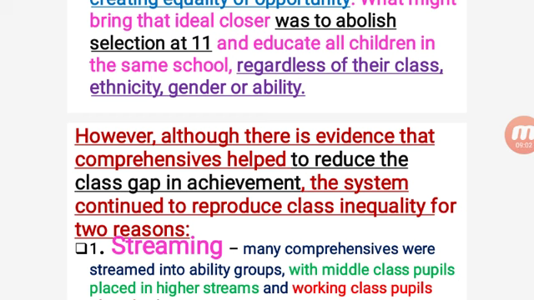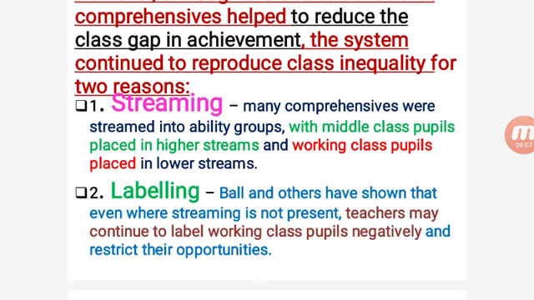The system continued to produce class inequality for two reasons. The first one is streaming. Here again, this system was still producing class discrimination and inequality. How? Many comprehensives were streamed into ability groups, with middle class pupils placed in higher streams and working class pupils placed in lower streams. Again, there is segregation: students got admission and were segregated as the good, the bad, the weak, and they separated all those students.